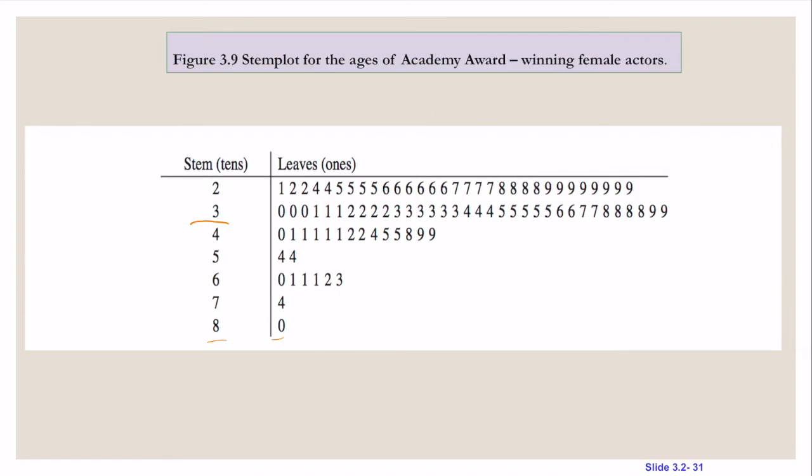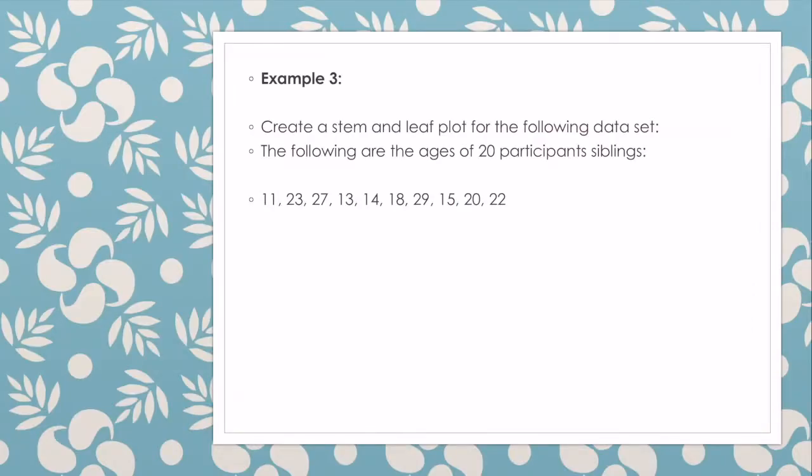So let's make an example. Let's say I want to make a stem and leaf plot for the following data set. These are the ages of 10 participants' siblings. 20 was too much, I decided to make it just 10. We've got 11, 23, 27, 13, 14, 18, 29, 15, 20, and 22. We're going to take our stems. Those are going to be the tens, or the first digit, right? So I have 2 stems. I've got 1 and 2.